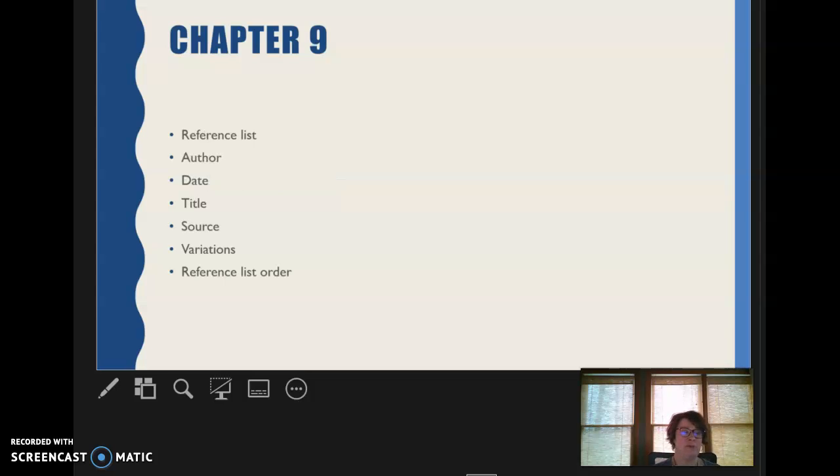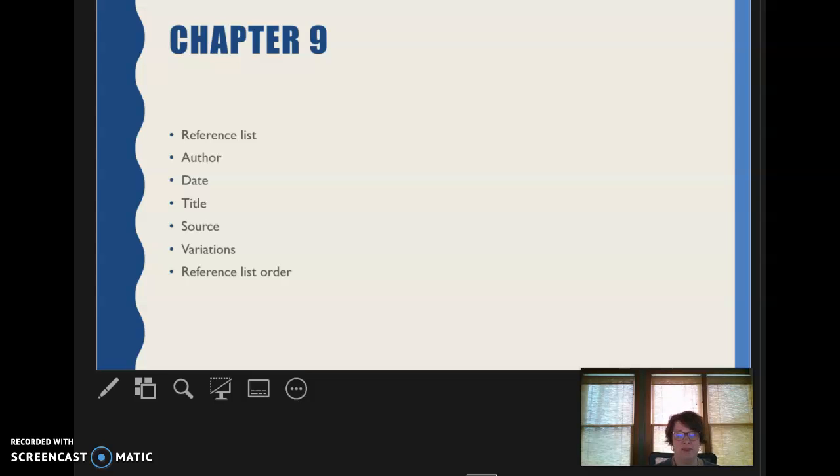When we look at chapter 9, we're looking at the reference list, and we're looking at designating the author, the date, the title, the source, the different variations, and how to list references in order. Basically they are in alpha order by author.